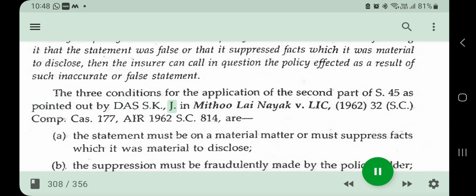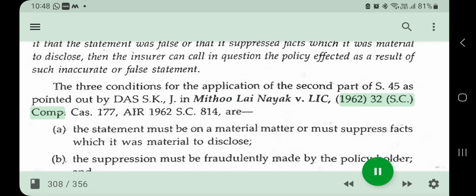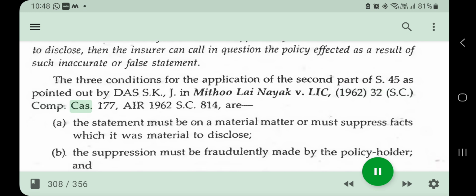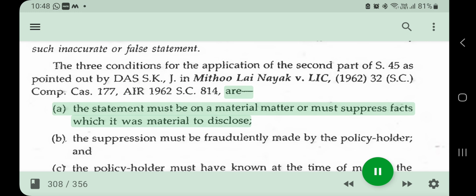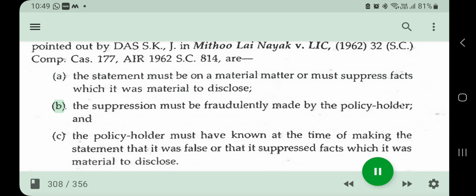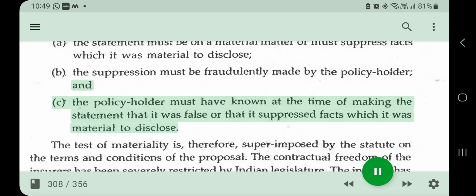There are 3 conditions for the application of the second part of S. 45, as pointed out by Dua, J. in Mata Lal Nayak v. LIC, 1962-32 SC, Comp. Cas. 177, AIR 1962 SC 814. A. The statement must be on a material matter or must suppress facts which it was material to disclose. B. The suppression must be fraudulently made by the policyholder. And C. The policyholder must have known at the time of making the statement that it was false or that it suppressed facts which it was material to disclose.